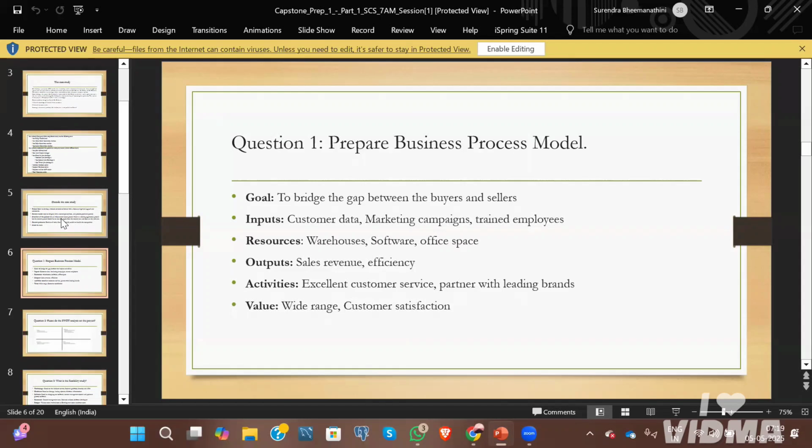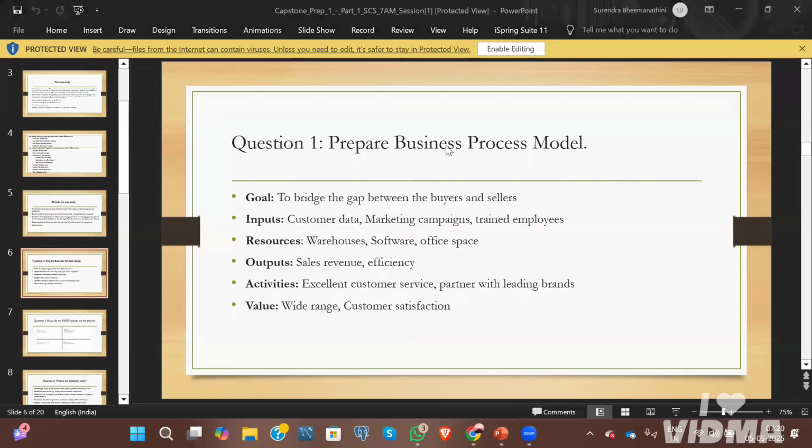Okay, so here we have 14 questions, and the same 14 questions will be in your capstone part 1, prep 1 part 1. So let's learn about these questions so that it will be easy when you go to the capstone projects in the nurturing stage. So question number one, prepare business process model.